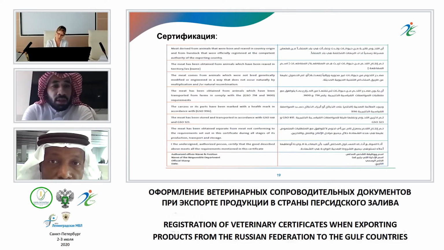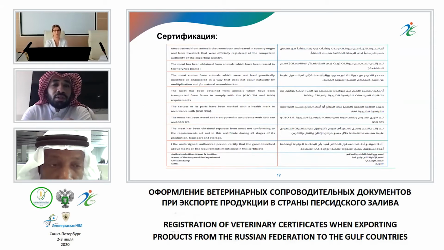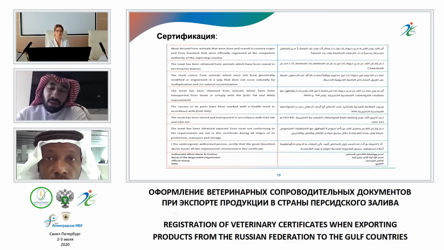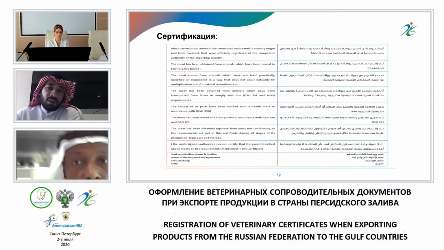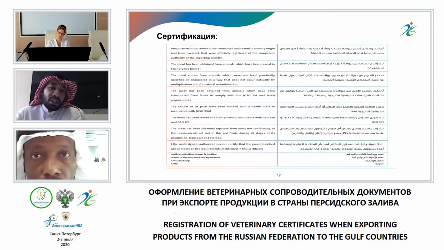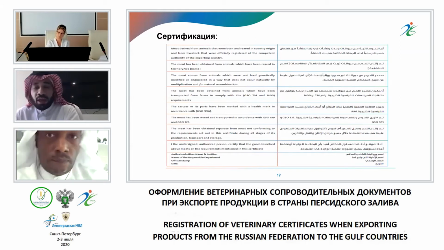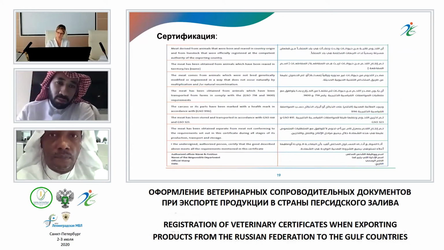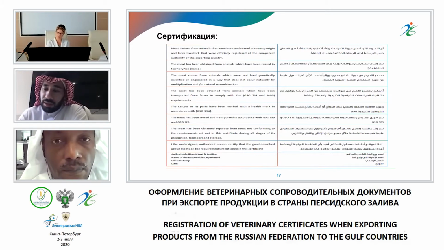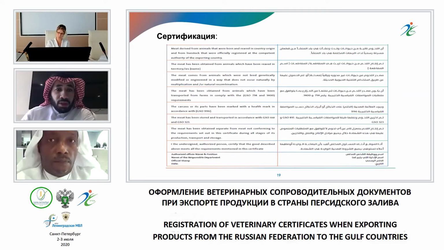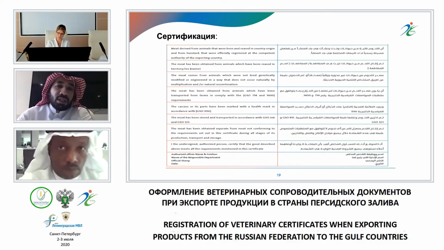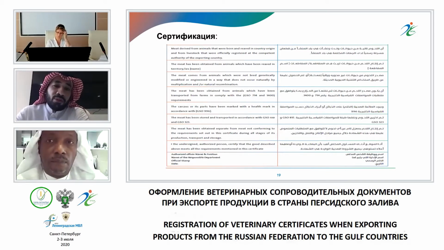So the next slide, the first point is meat derived from animals that were born and reared in a country of origin and from livestock that were officially registered at the competent authority of the exporting country. So the animals from their birth should be under the supervision of the competent authority. So the farm should be registered and follows the competent authority rules. So it can be another competent authority, other than the one that controls the slaughterhouses. And so this basically tells us that the farm is registered through the competent authority. So we know from where the animal comes from.